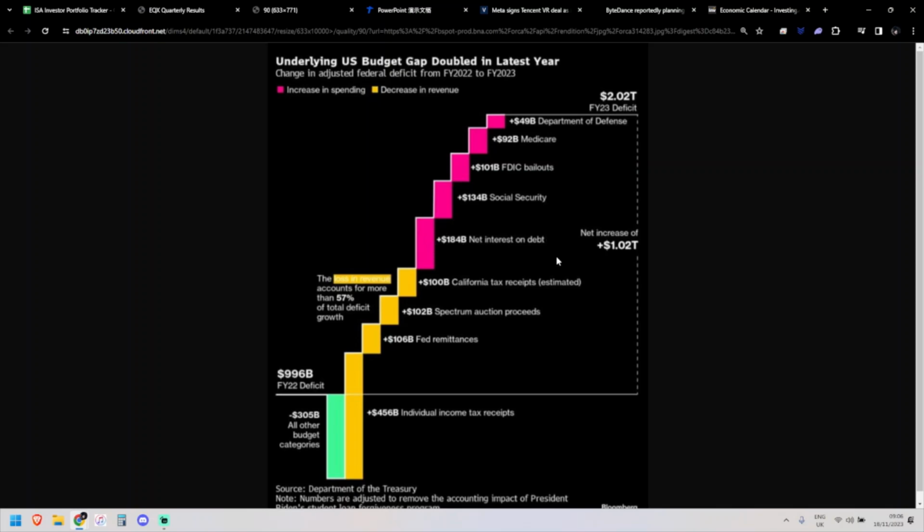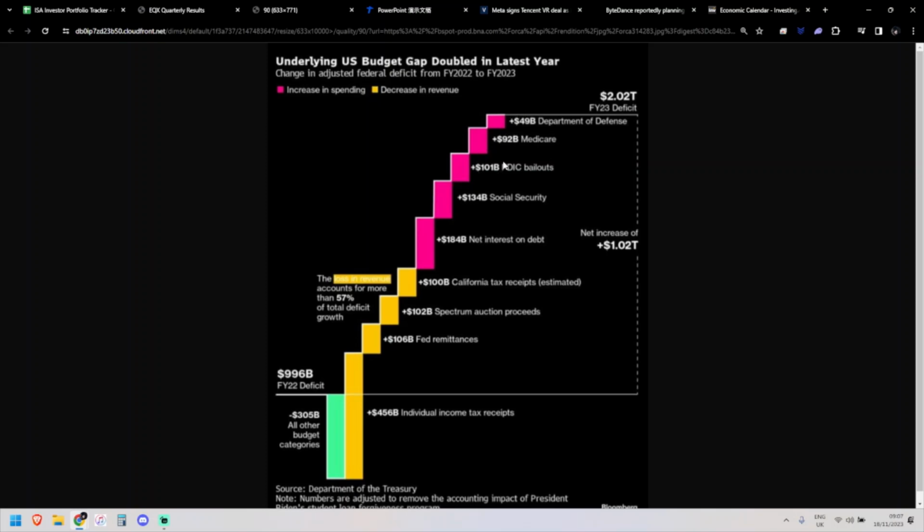This will increase substantially in the next financial year because they only raised rates and only some of this was maturing at the higher rates this year. So this pink will get rather a lot bigger. And then you just have your constant sort of inflation adjusted social security and Medicare and Department of Defense and that sort of thing, and have a 50 billion on defense.